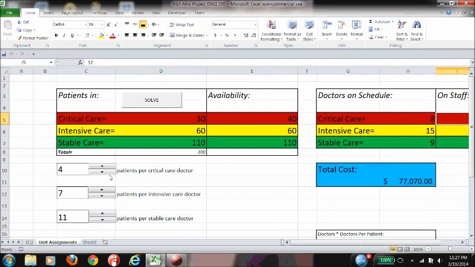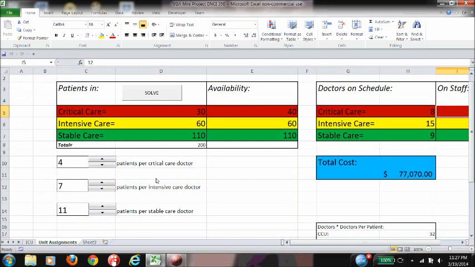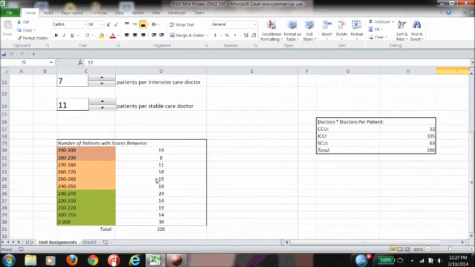The person that is working with this spreadsheet also has the capability to change these numbers up and down. These are the patients that each doctor can handle. Obviously, you can see that critical care patients require a lot more attention, so doctors can only handle a few number of these patients. Down here, we're looking at the number of patients in each of the different segments.